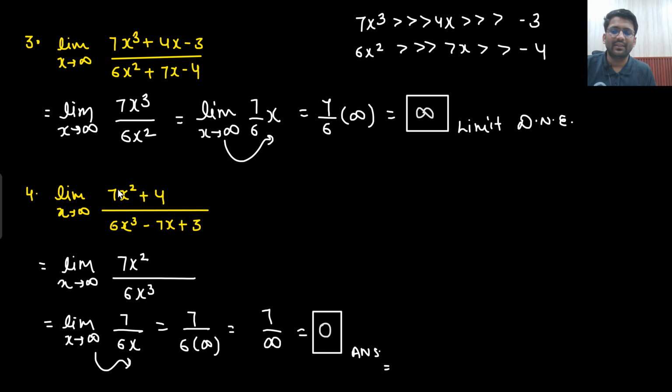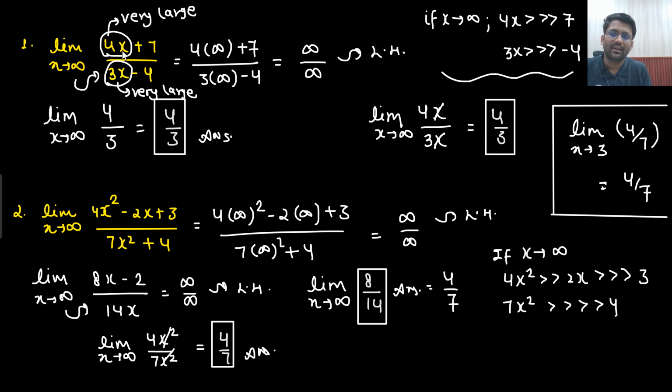Usually it is known that if the degree of the numerator is greater than the degree of the denominator, then the answer would come infinity. If the degree of the numerator is lesser than the degree of the denominator, then the answer will come out to be 0. But we will not mug it up. Our concept is clear that if value is tending to infinity, then the rest of everything I can ignore, and this is what I will be left with. Simply put the limit. What is the answer we are getting? 0. If value is tending to infinity, the rest of everything I can ignore. 7 by 6 into x. Put tending to infinity here.